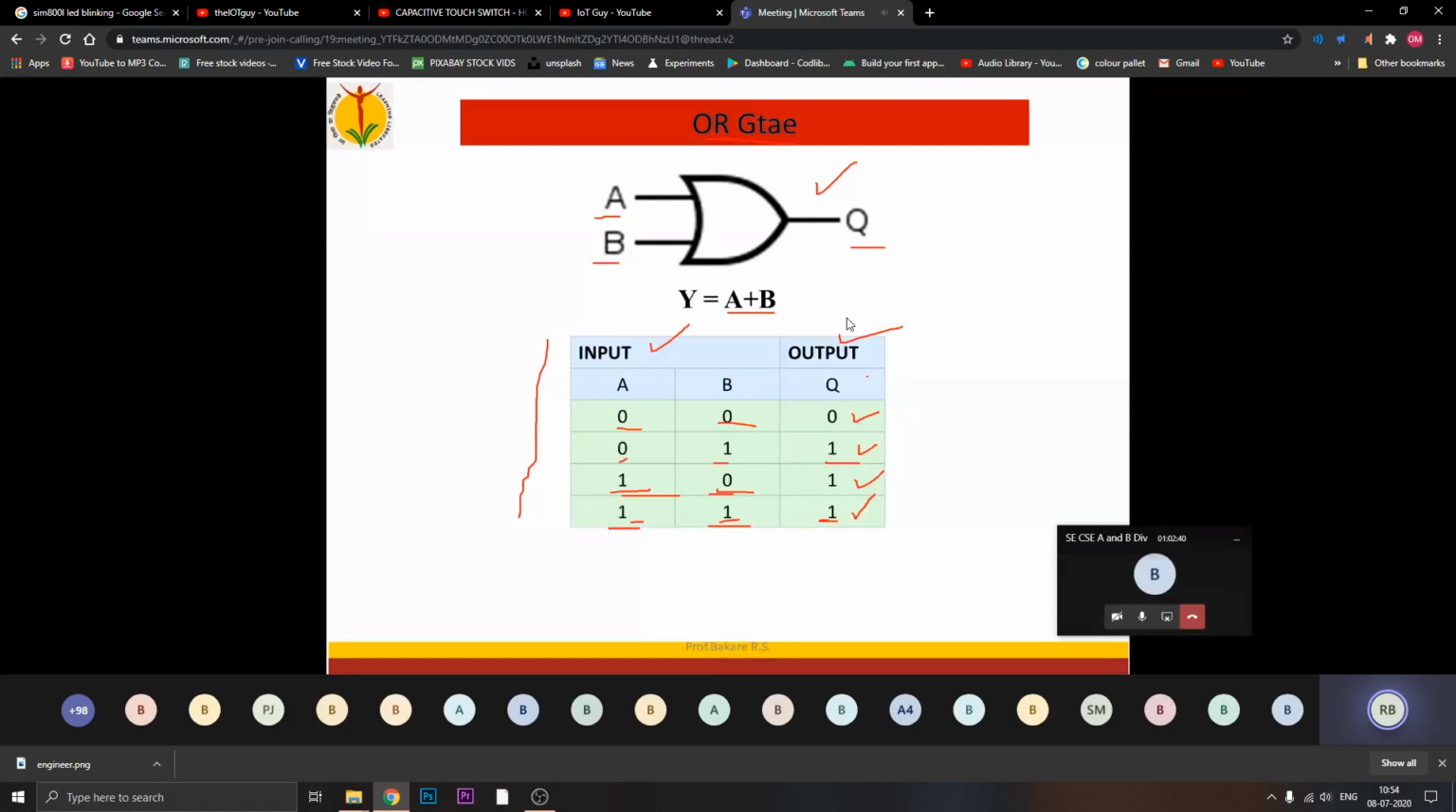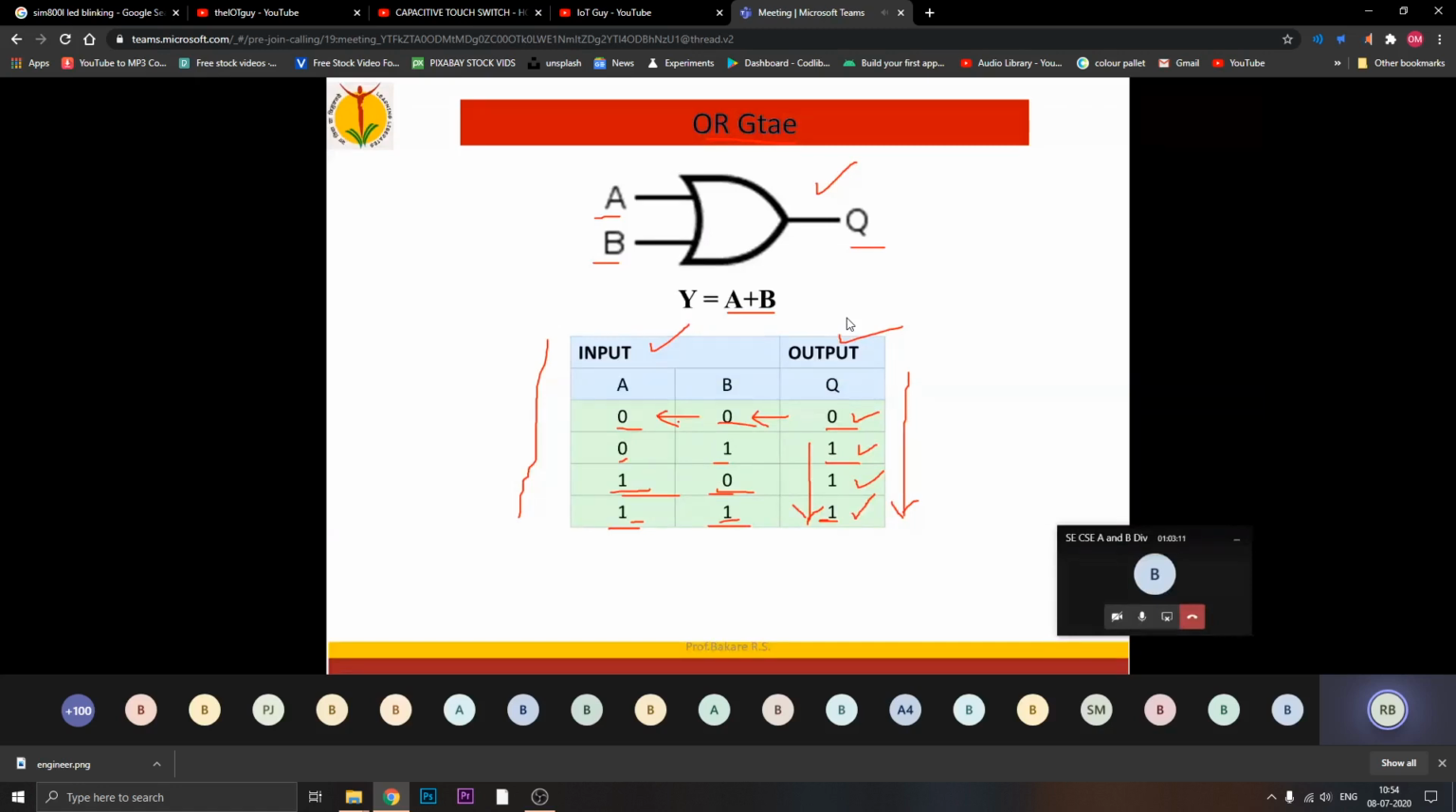Now friends, observe the last column, which is the output column, very carefully. We got 0 only once. After that, we got 1 with all conditions. We got the 0 only when both inputs are 0 0. But if you remember the previous AND gate, it got the output 1 only once, when both inputs are 1 1.